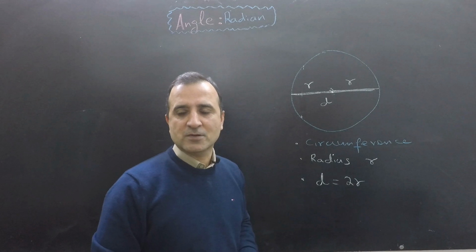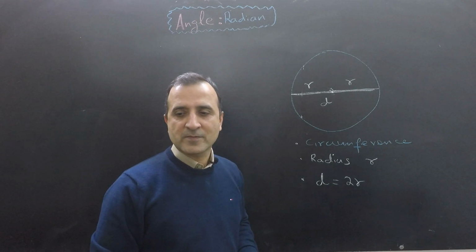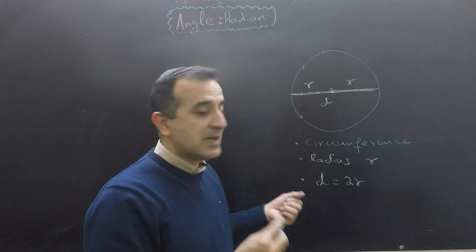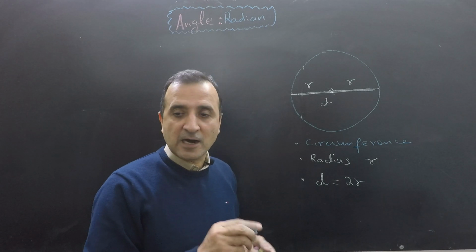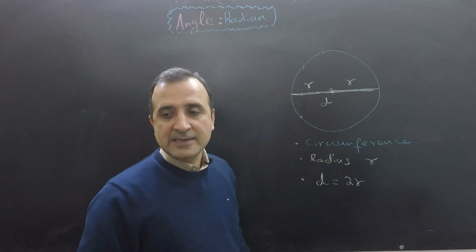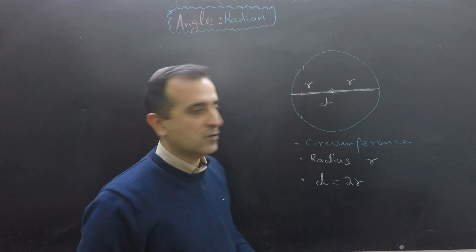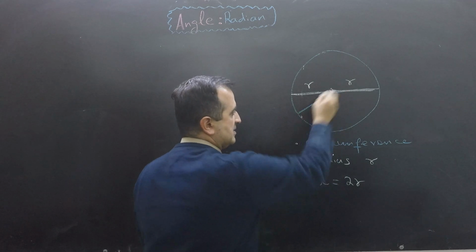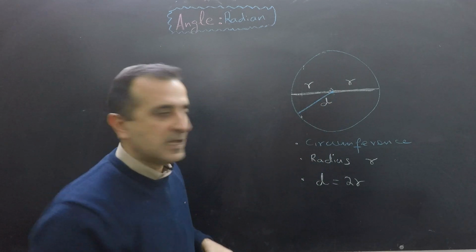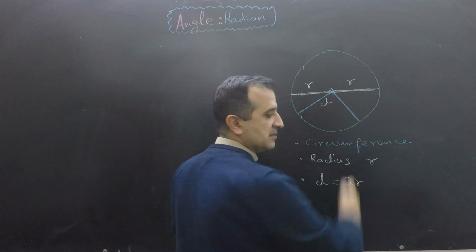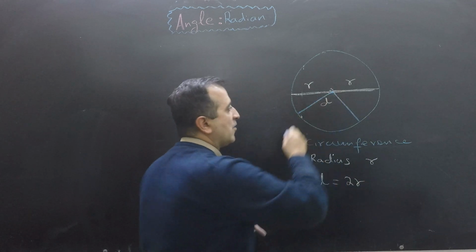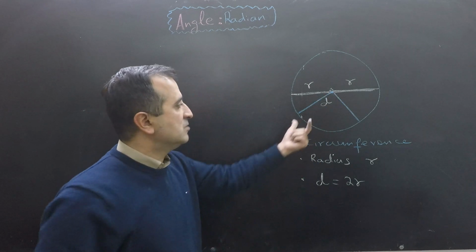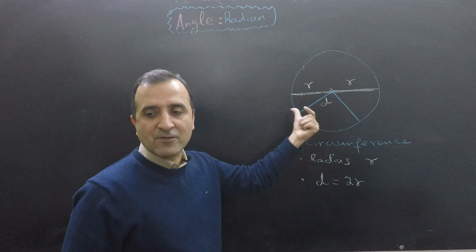So what have you not understood? Can radius be any line? Yes, radius could be any line as long as that line starts from the center of the circle and touches the boundary of the circle. So if this line that starts from here to here is a radius, yes. If this line is a radius, yes. They all are of the same length because they start from the center and go to the edge of the circle.